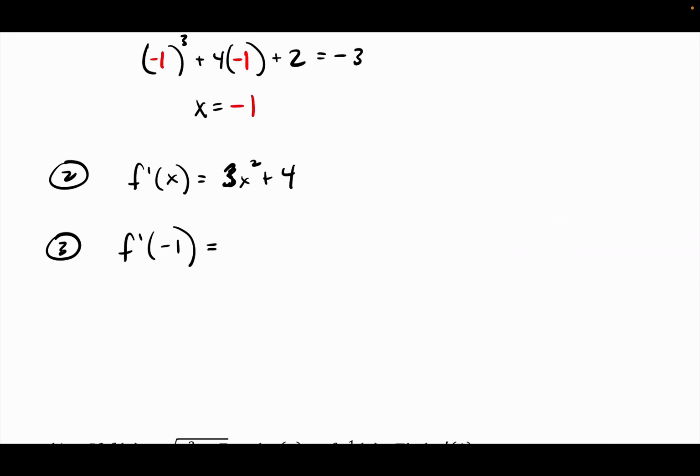So I need to plug it in, right? So I'm going to plug it in to f prime. So what is this? 3 times 1 plus 4, 7. So f prime of -1 equals 7. That was step 3.